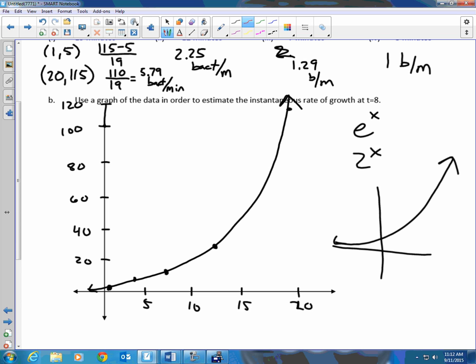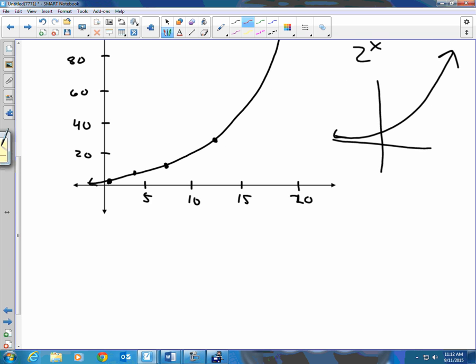Now, what are we trying to estimate? The instantaneous rate at what point? You tell me when I get there. Yeah, right here, right? So we want that slope. What would be a good way to find an approximation of that slope? What 2 points could I use? You could use 8 and 13, couldn't you? Give me another option.